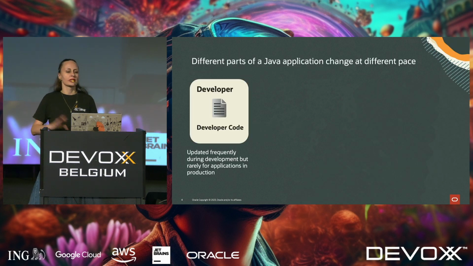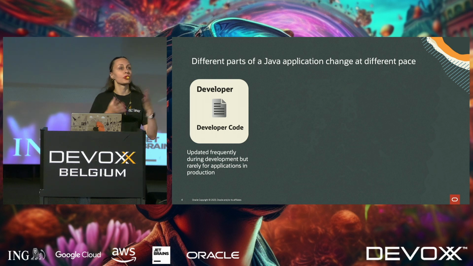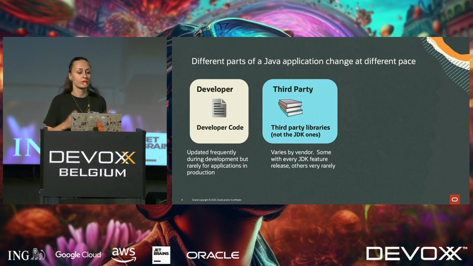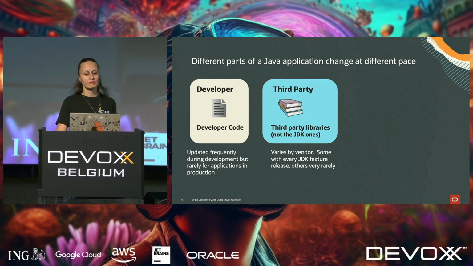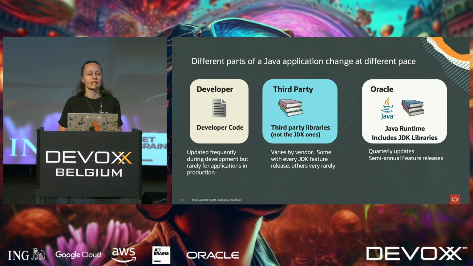A running Java application is the result of the collaboration of different components, right? So there's your code, the one that you write. But most of the time, you're writing that with the help of a framework and some libraries. And last but not least, you're developing and running that with the Java runtime, with the JDK, provided by one of your preferred providers.